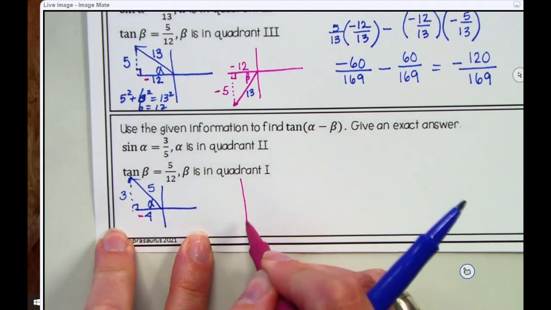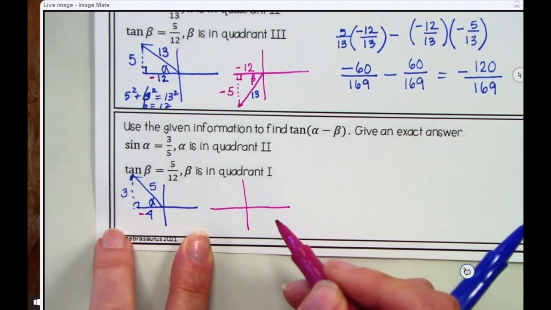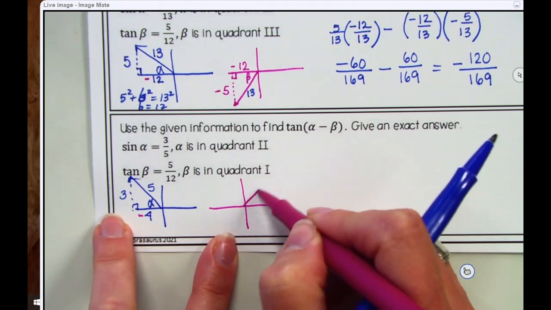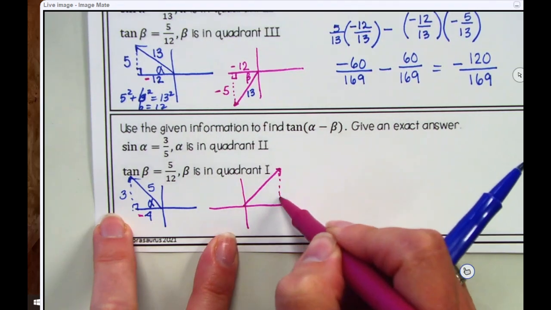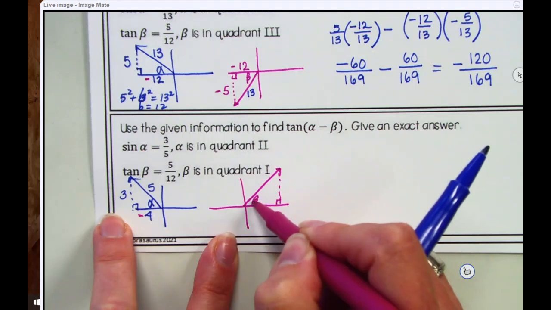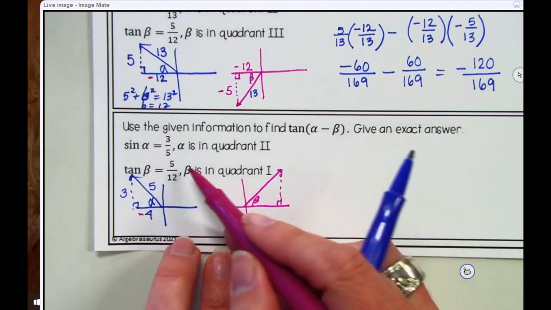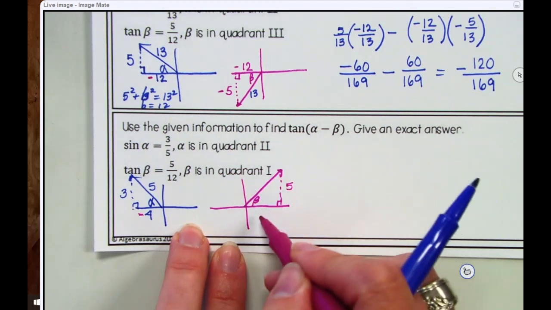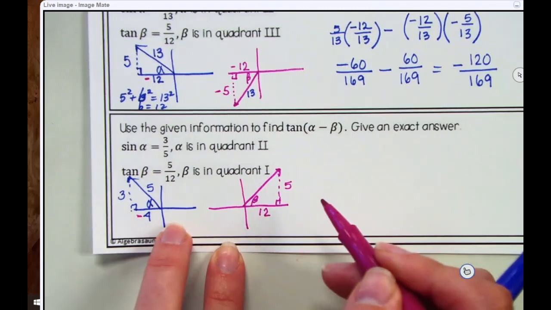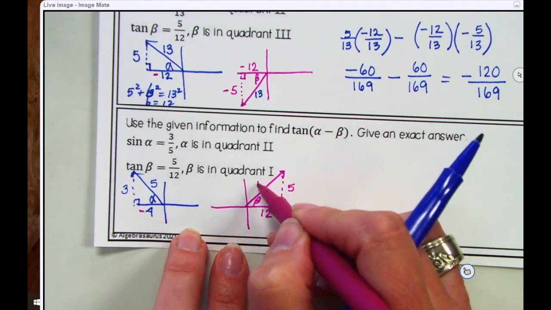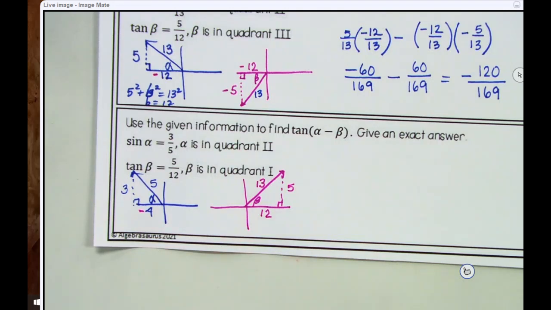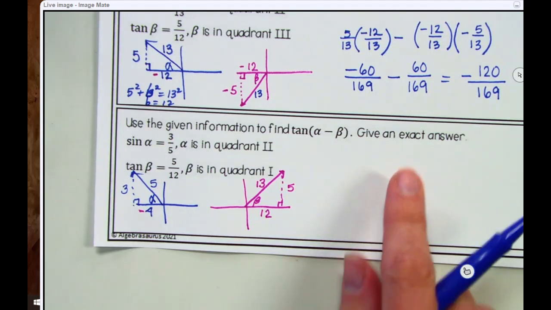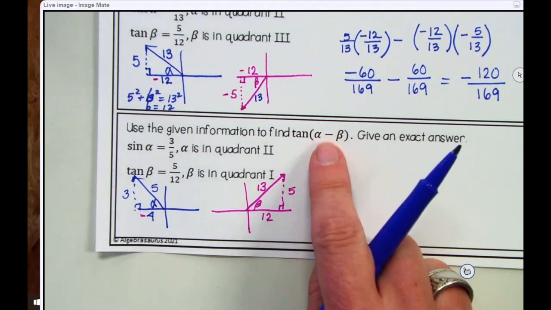Now let's do beta. It's in quadrant 1. All right. Drop. Here is beta. And the tangent is 5/12, opposite over adjacent. How about that one, Jacob? 13. Perfect. Are there any negatives I need to put in that quadrant? No. Yeah, they're all positive. All right. Tangent of alpha minus beta.